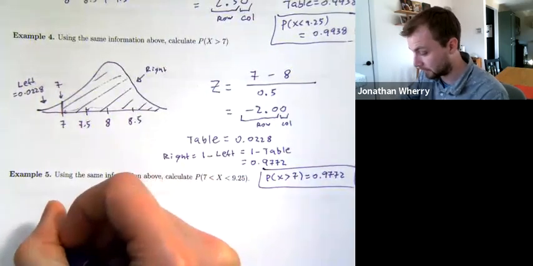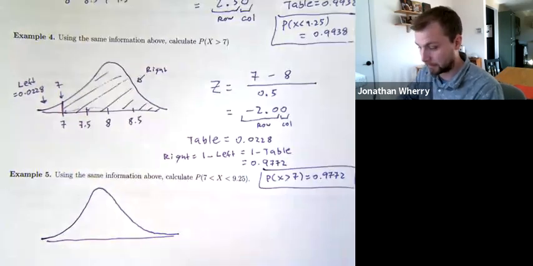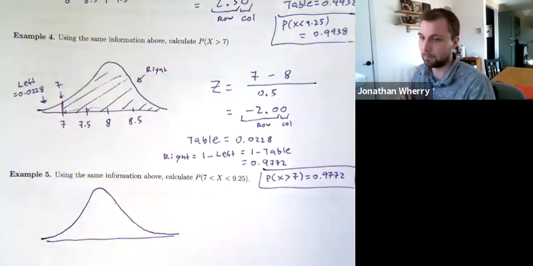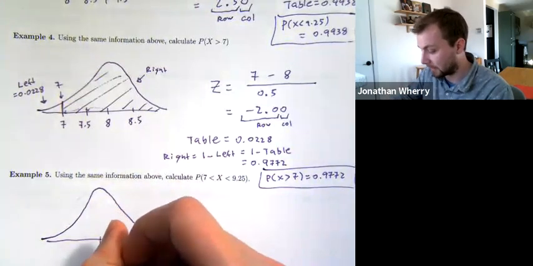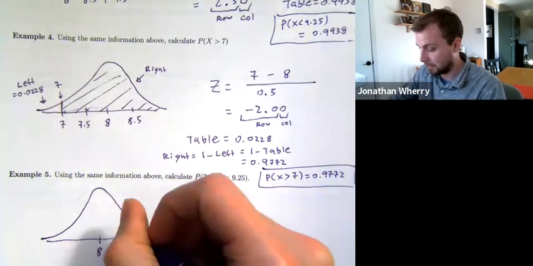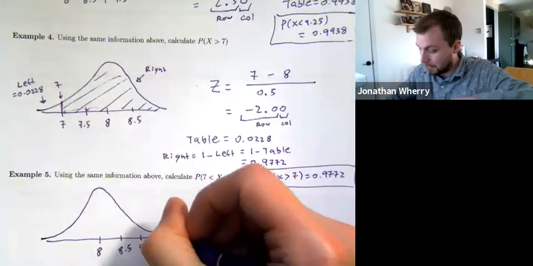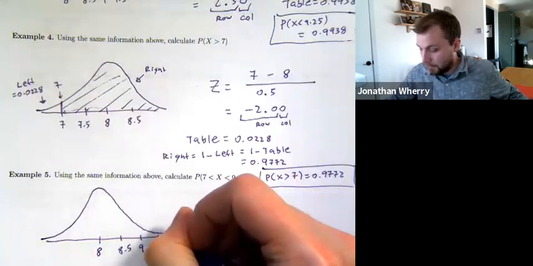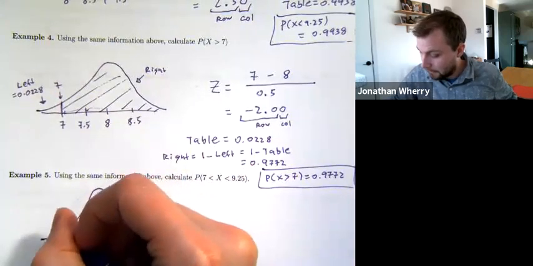Still the same process. I like to think that I'm getting better at drawing these each time, but I'm not convinced that's true. I'm going to start with my center. My center is 8. I'm still counting by 0.5, so I have 8.5, 9, 9.5. On the other side, I have 7.5 and 7.